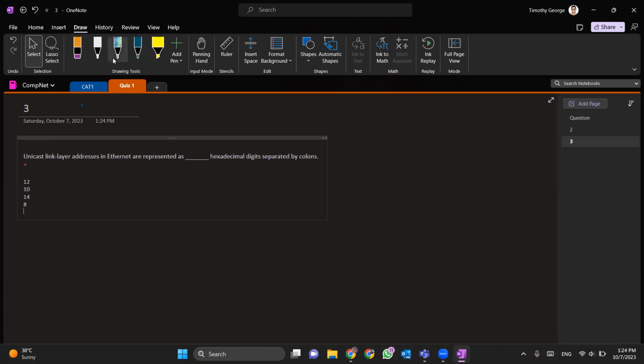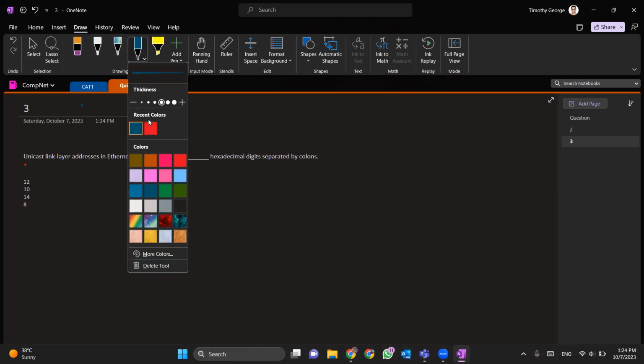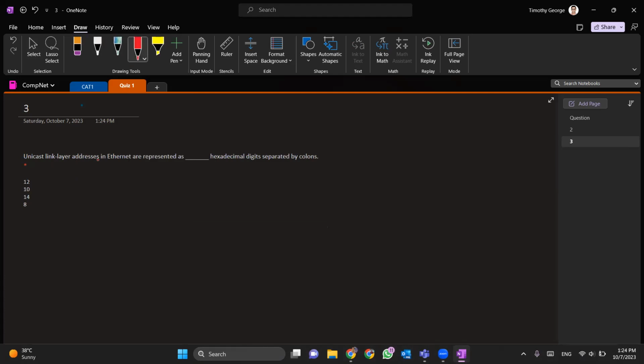Okay. So the question says, the unicast link layer addresses in Ethernet are represented by how many hexadecimal digits separated by colons? So an Ethernet address would be, say, XX, colon, XX. This is how the form usually is. But this doesn't mean that you just have two hexadecimal digits. So what you need to ask is, how big is the unicast link layer address?